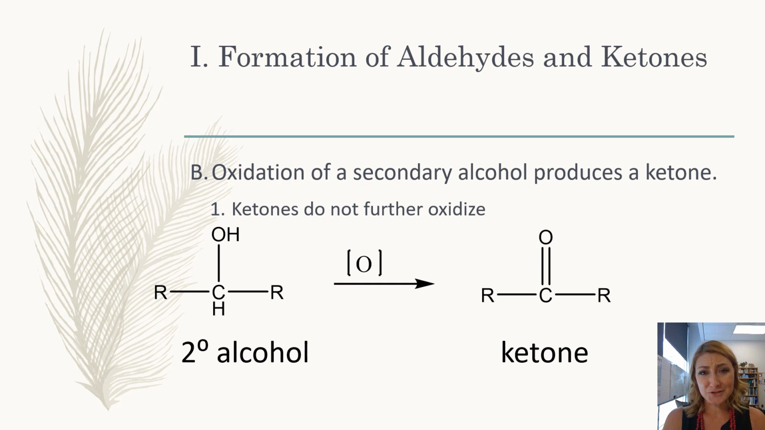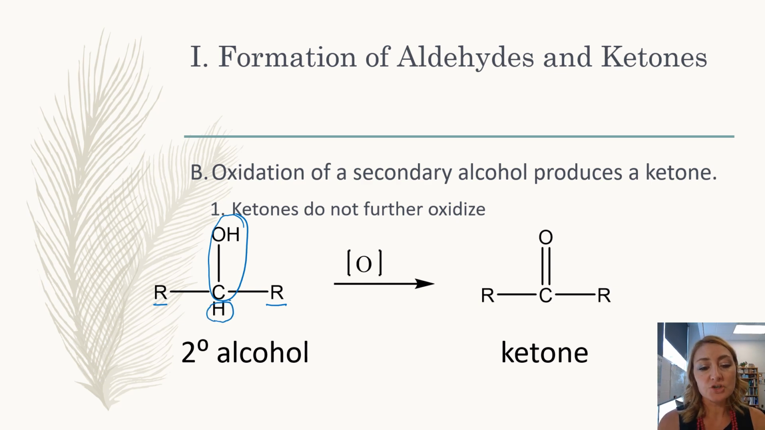Just as a refresher, you guys have done this before, but oxidation of a secondary alcohol is how we form ketones. And as you know, ketones do not further oxidize because there's no longer any carbon-hydrogen bonds on that alcohol carbon to oxidize. So we start with our secondary alcohol, and it's secondary because your alcohol carbon is attached to 2 R groups and only 1 hydrogen.